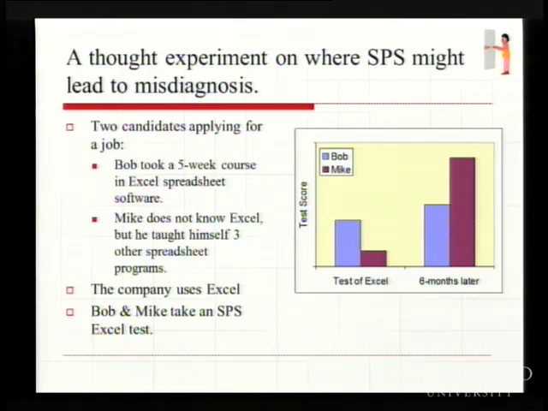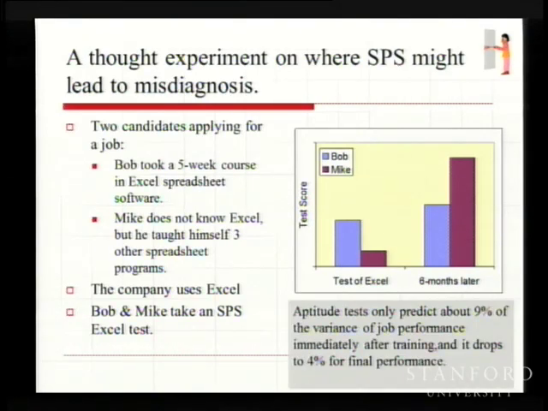So in general, these performance tests that we give are not particularly diagnostic. In one study, aptitude tests predict about 9% of the variability in job performance immediately after training. So you train them up on Excel, give them a test, it predicts about 9% of how they do, and it drops to about 4% for final performance. So the test is a bad predictor to start with. And then over learning experiences, the test is really bad.